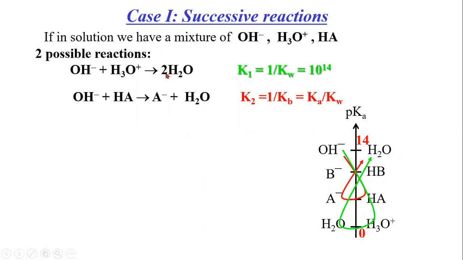Now, let's look at the K reactions separately for each reaction. In the first case, let's call it K1. For this reaction, it's the opposite of the autoionization of water, and therefore it's 1 divided by Kw, which is simply 10 to the 14. That's a huge K reaction, so it's definitely a one-way direction. I don't treat it as an equilibrium, just one way.